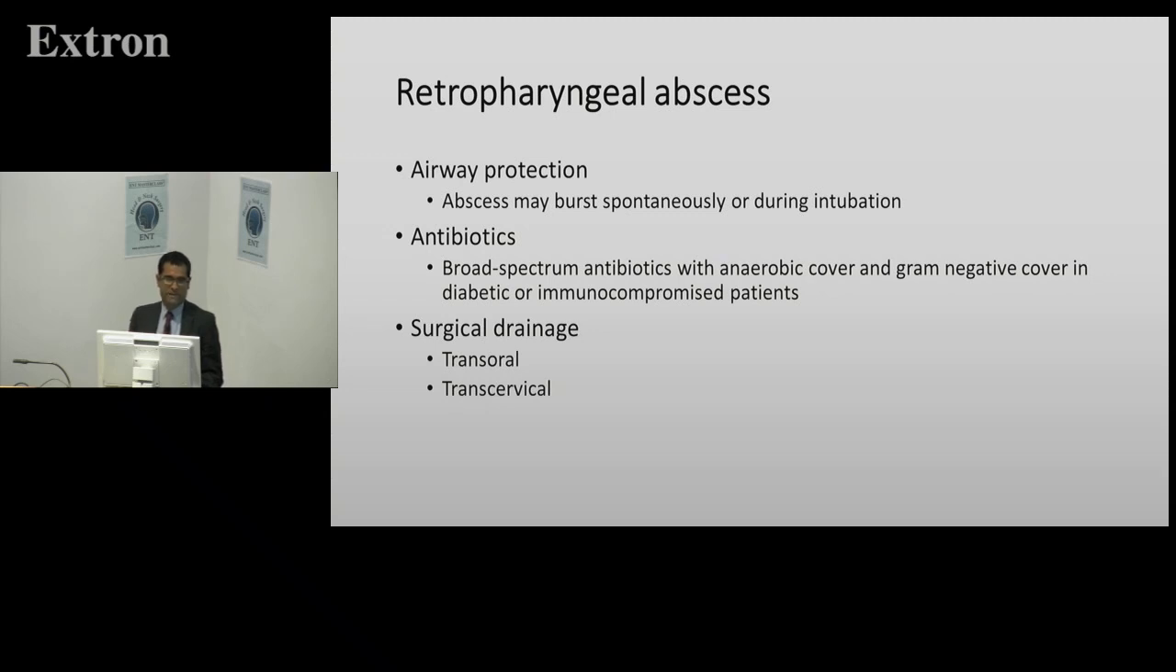The other key thing is broad spectrum antibiotics, and be wary of immunocompromised patients, particularly oncology patients, so children with leukemia or lymphoma. And in terms of the drainage, there are two ways of doing this. One is you can go transorally, or you can go through the neck, and that depends on your expertise and where the abscess is. If it's all pointing inside the pharynx, then it makes sense to go transorally.